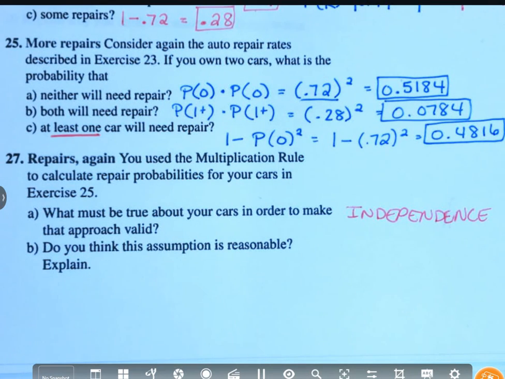Do you think it's reasonable to assume that for one person who owns 2 cars, the number of repairs each car needs will be independent? Yeah? Anybody say no? Yeah? Depends who's driving it. Absolutely. Some people are crummy drivers.